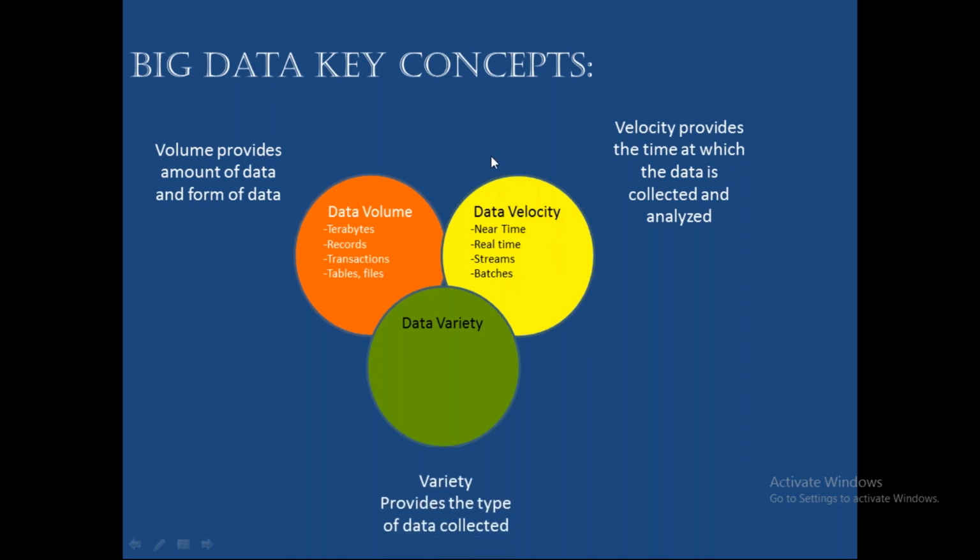Finally, data variety. Variety provides the type of data collected. It can be structured, semi-structured, unstructured, or mixed type. Sometimes we are not sure; sometimes we get structured and sometimes unstructured. You need to understand what type of data you are going to get for processing, because if you know what type of data is coming, you can handle it in a much more efficient way.